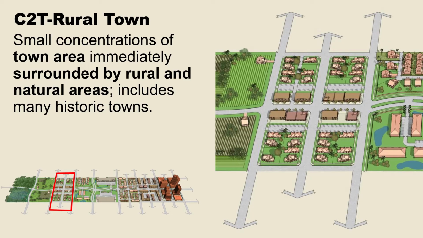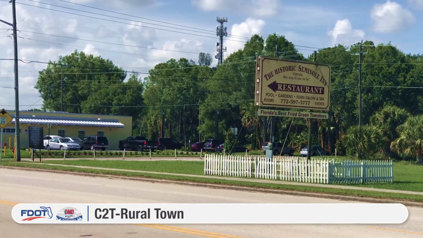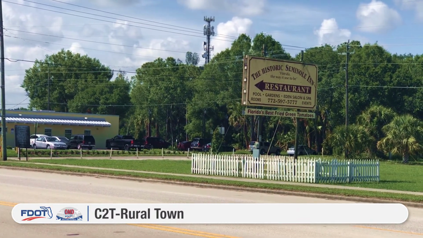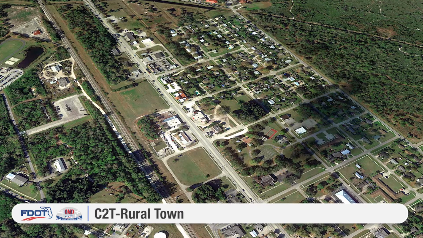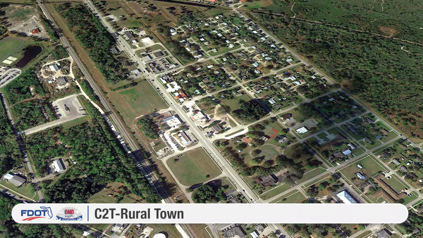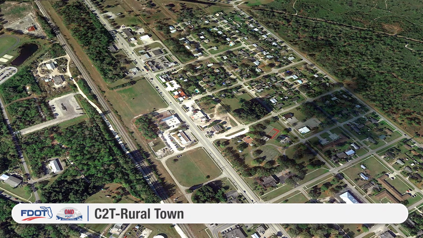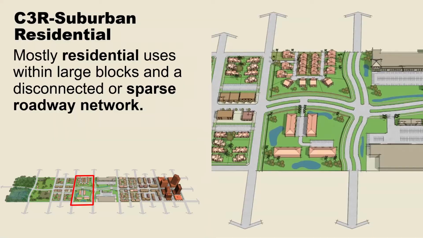C2T Rural Town includes small concentrations of developed areas immediately surrounded by rural and natural areas. Many of our state's historic towns are represented by this context classification, such as Indiantown in Martin County. Buildings are arranged in a traditional town setting with no or shallow front setbacks. A grid network of streets often exists to serve surrounding land use.